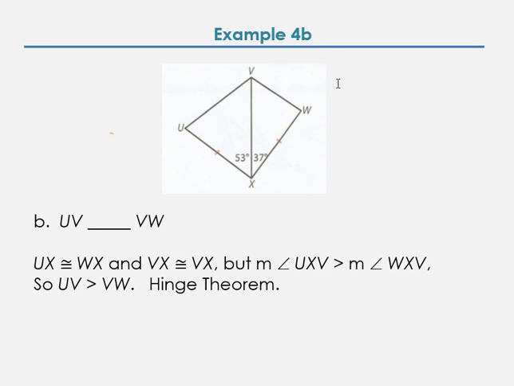Let's look at example 4b. We have UV, and we want to know if UV is greater than or less than VW. Well, what do we know? UX is congruent to YX, and VX is congruent to VX.